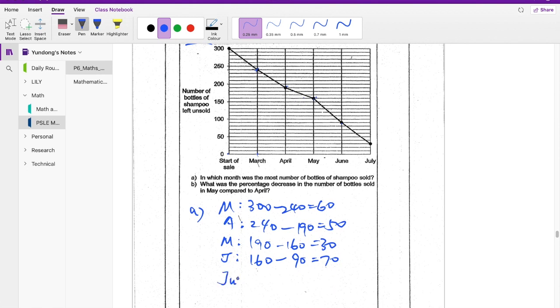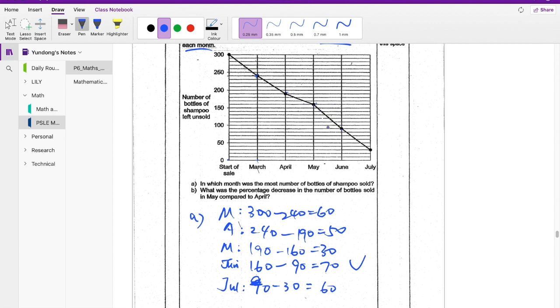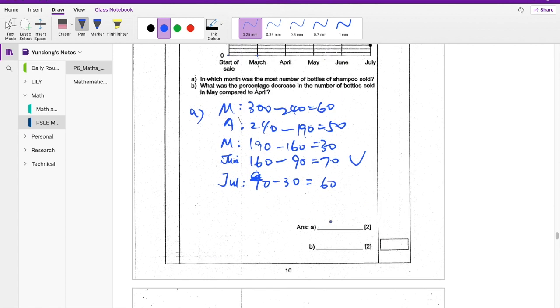And last one, July, which is 90 minus 30, right? So 60. So this one is for June. Also we can see clearly that for each month, this one is very steep, right? The slope is steep. So this one is June.